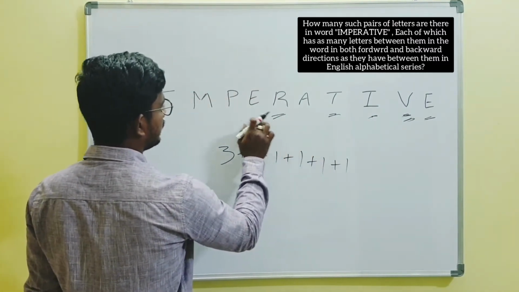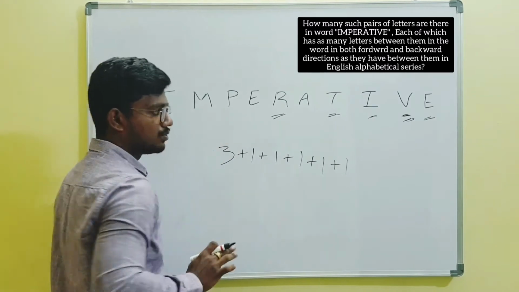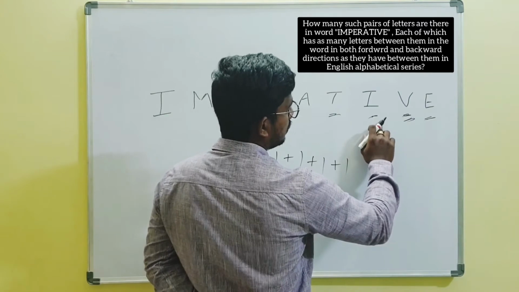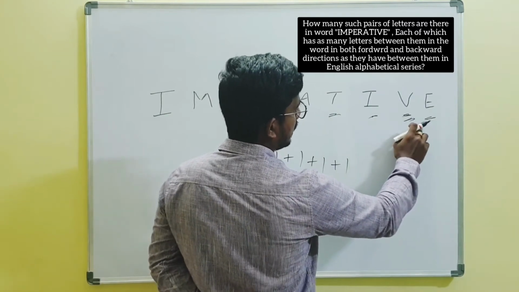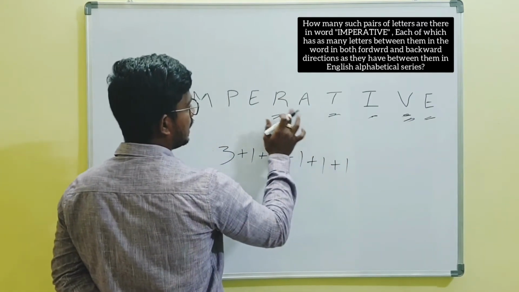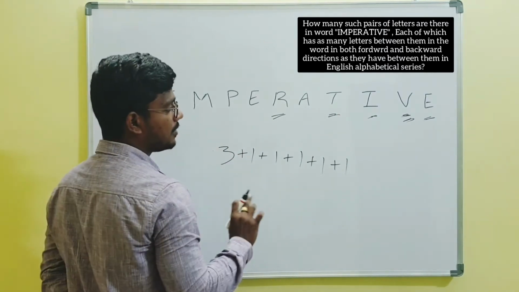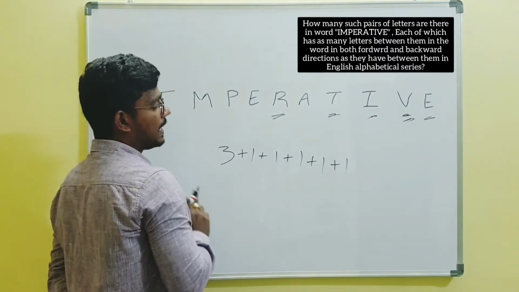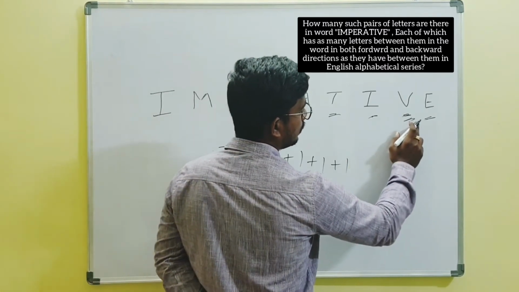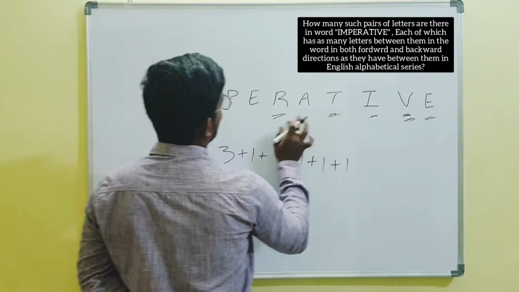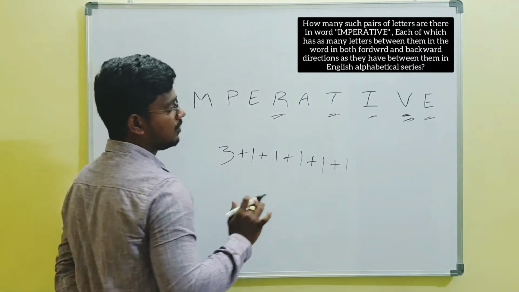U, V, W, X, Y, Z. So no pair is formed here. Next I, K, L, M, N, O, P, Q. So no pair of letters is formed in both forward and backward direction. Taking V, W, so not matched. W, X, Y, Z. So no pair of letters is formed.